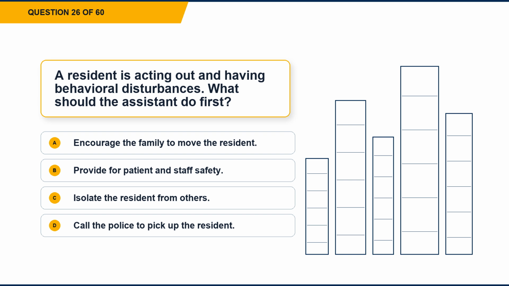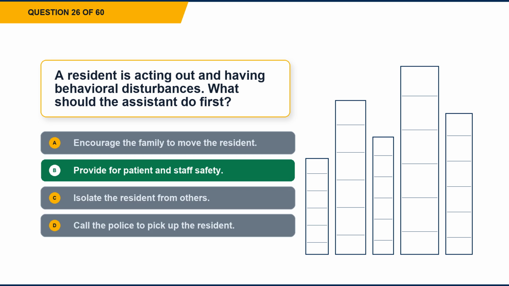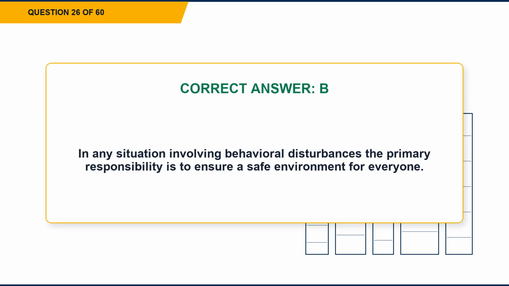Option A, encourage the family to move the resident. Option B, provide for patient and staff safety. Option C, isolate the resident from others. Option D, call the police to pick up the resident. The correct answer is option B, provide for patient and staff safety. Explanation: in any situation involving behavioral disturbances, the primary responsibility is to ensure a safe environment for everyone.